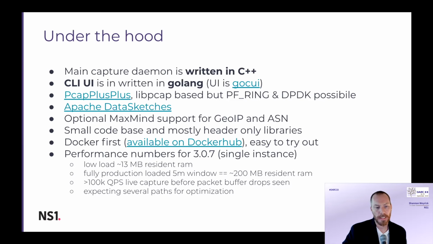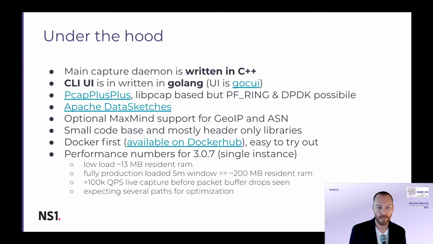Then it's all about counting and summarizing. Apache Data Sketches is an open source library that exposes these data structures, and that's what we use to do the summarizing. I'll talk about that in the next slide. It's got optional maxmind support that'll give GeoIP and ASN information into those top-end tables. It's a pretty small and new code base.